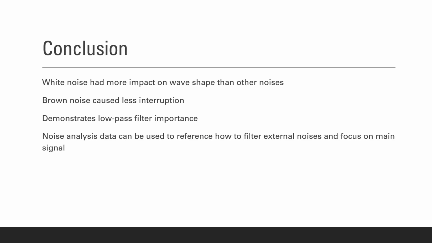To further expand upon the previous slide, the plot with the white noise we could see had the most impact on the wave shape compared to the brown and the pink noises. The brown noise caused less interruption because the brown noise occurs at lower frequencies, as stated earlier.